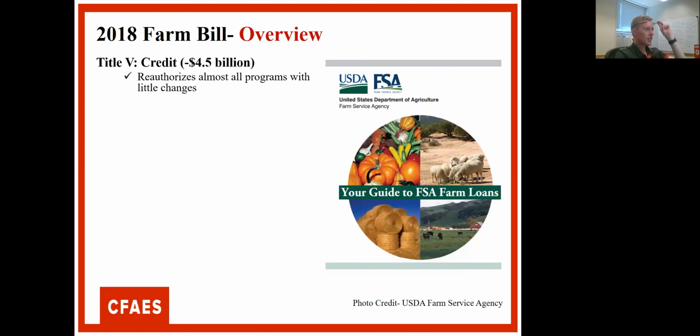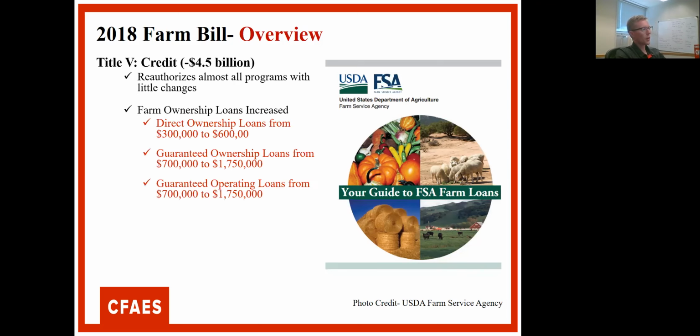The credit title was a little cheaper, meaning that they don't expect to spend as much money. The credit title is one of those that actually makes money on interest from loans. So the government loans money out to producers or interested parties. And then based on that interest, when you bring your payment back, you're making more money. There were a couple of changes to the programs, but it authorized all the programs.